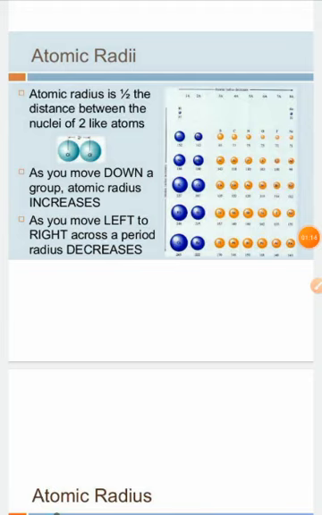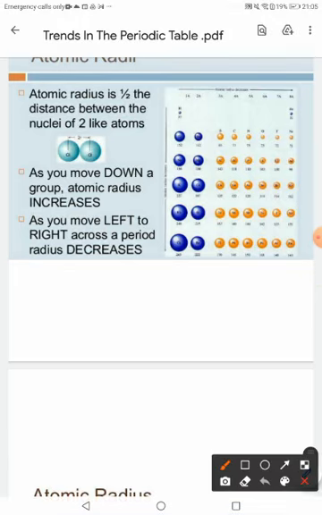Let us first take the property atomic radii. Atomic radius is half the distance between the nuclei of two like atoms. Now we can see in this picture that as we are moving down a group, the size of the atom is increasing. Why does this happen? We will discuss it.